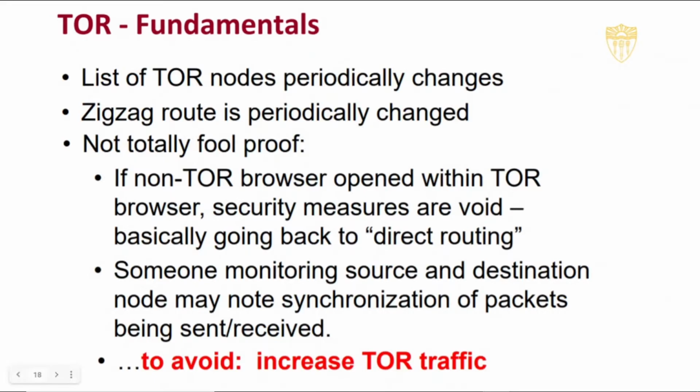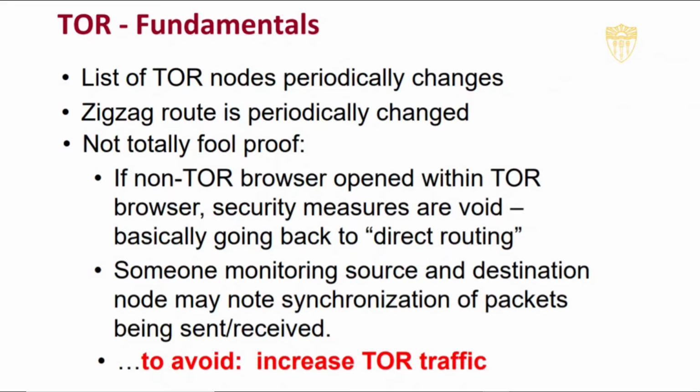And as said here, it's not foolproof. Basically, if a non-Tor browser is opened within a Tor browser, security measures are void and basically go back to direct routing. If you open up a normal website, it just goes through normally, it doesn't need to use Tor. Also, someone monitoring the source and destination nodes may note synchronization of packets being sent and received. So basically what the second bullet point means is, if you keep sending to the same destination node from the source node, you can eventually track it to understand who's sending and how this is happening.